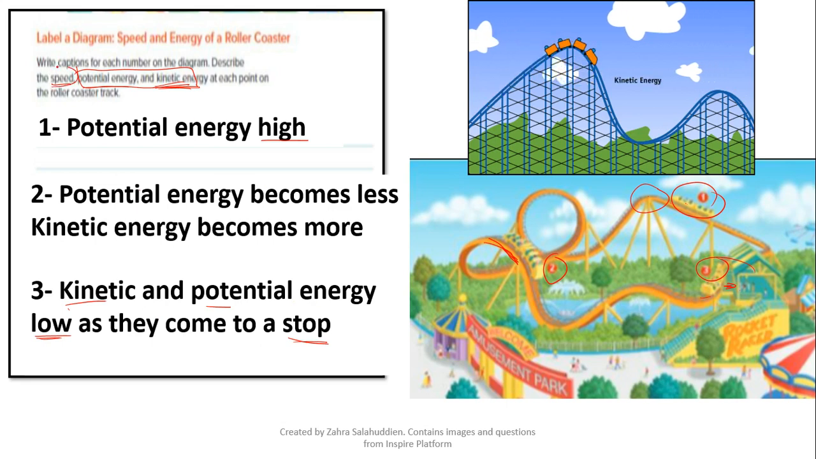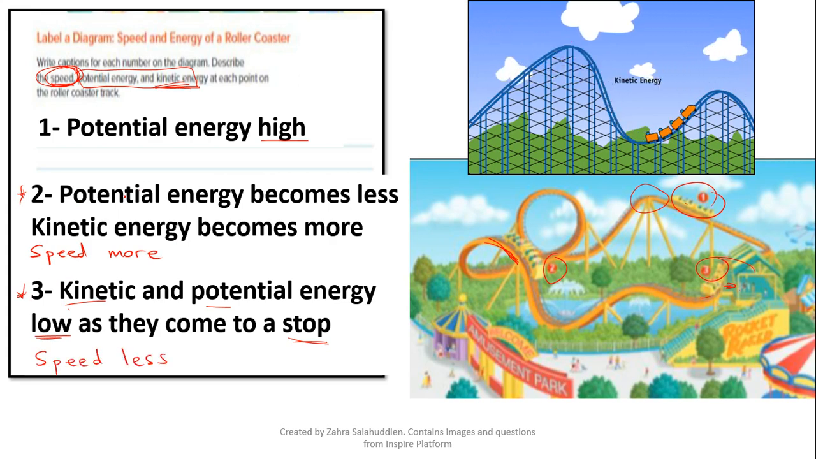We did not speak about the word speed in our answer, so let's add that in. There is no speed at point 1 because it is not moving. So 2 and 3 is where we will add in our words about speed. At point number 2, our speed is more, and at point 3, our speed is less.